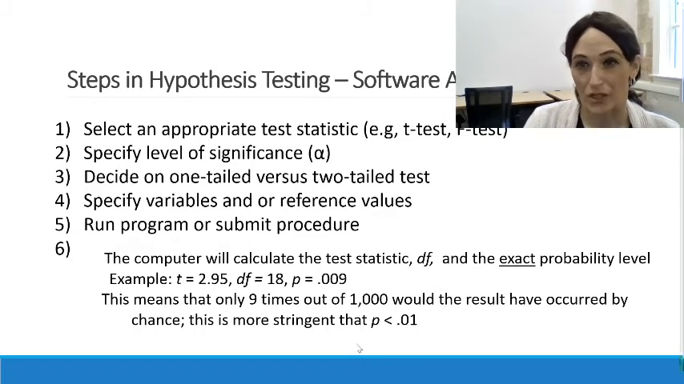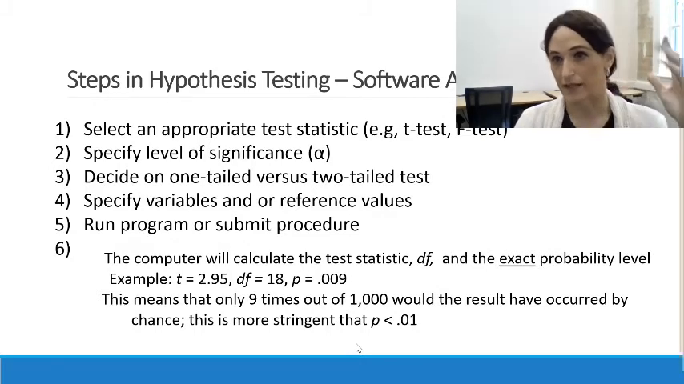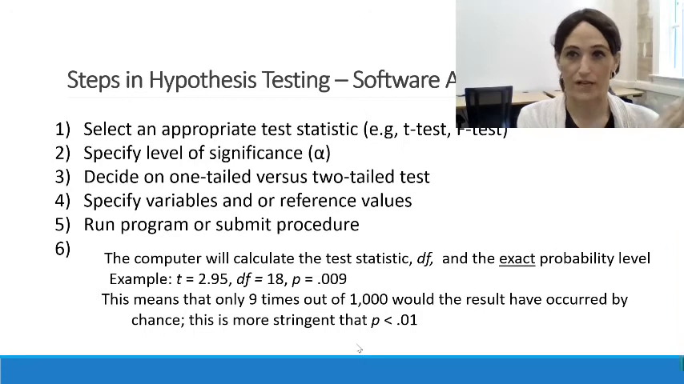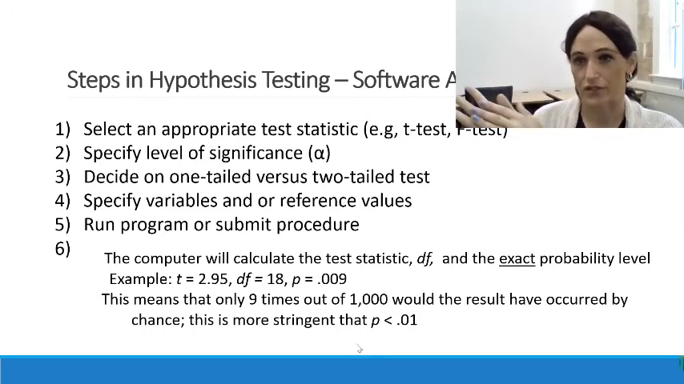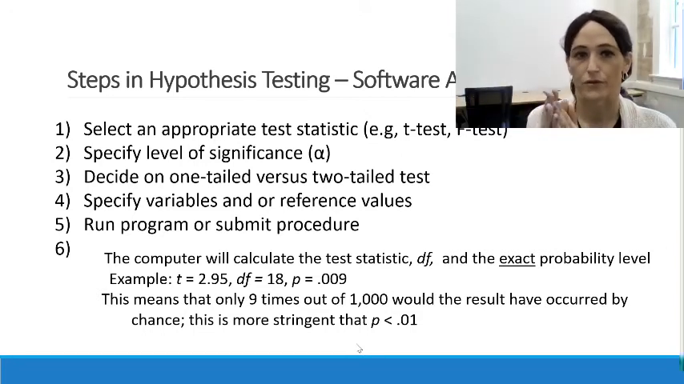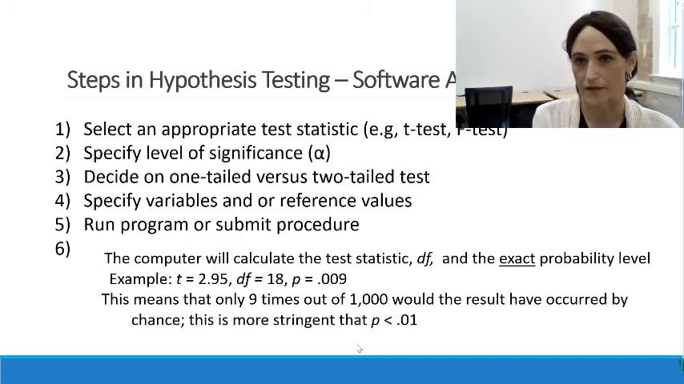We have to decide, are we going to do a one-tail test? Are we going to only allow the difference, let's say, to be in one direction, or are we allowed to go in 2 directions? Normally, we're going to do a 2-tail test. Usually, that'll be the default as well. Specify the variables or reference values. If we're doing a one-tail t-test, we're going to just have one reference value and compare our sample to that.